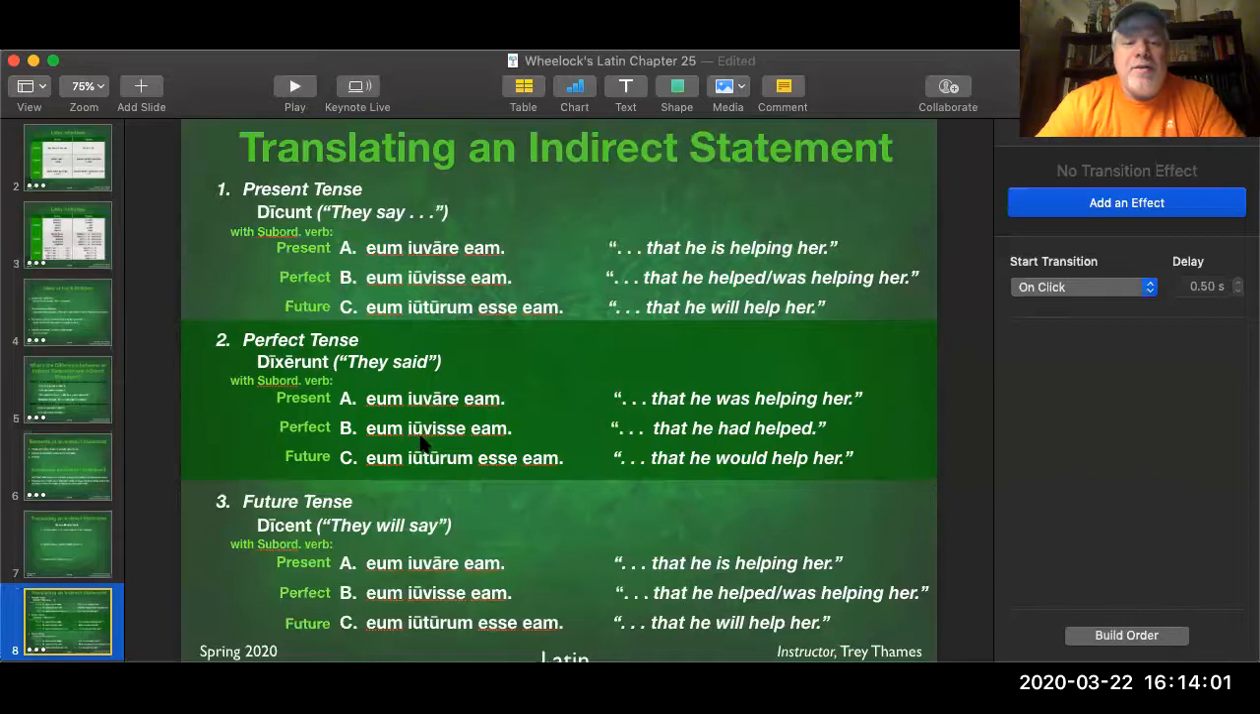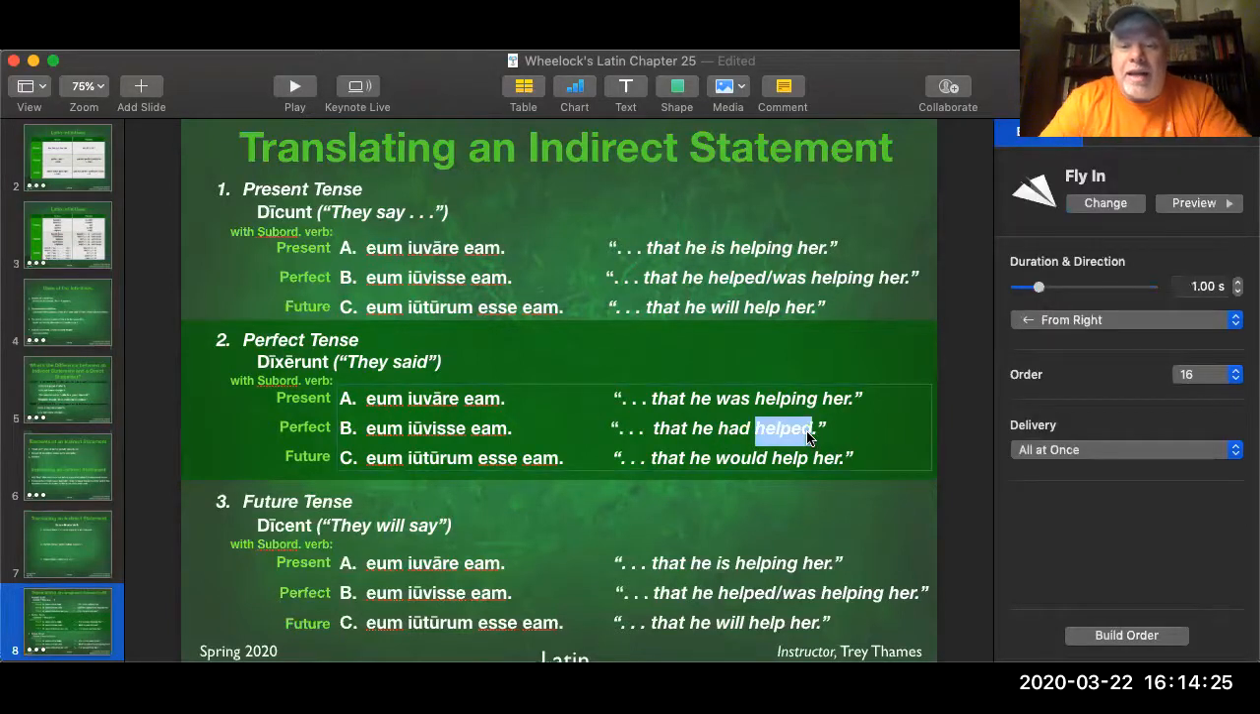What about if this secondary verb infinitive is in the perfect tense? They said. Perfect tense means it's happening before the action of the main verb. So what's before the past? Well, that's the pluperfect. If you remember the pluperfect, we have to add a had. So they said that he had helped her. And I left out the word her. Let me go ahead and add that right now. That'll bother me if I don't. There we go. They said that he had helped her.